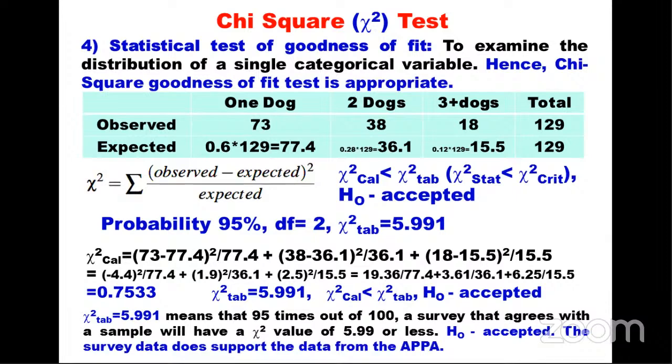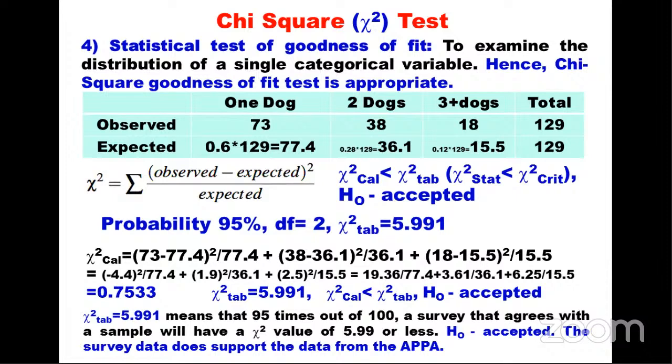Now, chi-square is equal to sum of all. So 70 3 minus 77.4 whole square divided by 77.4. So this is work of fifth standard students, a school student. Similarly, second, 38 minus 36.1 whole square divided by 36.1. 18 minus this divided by that, and so on. And it comes to 0.7533.